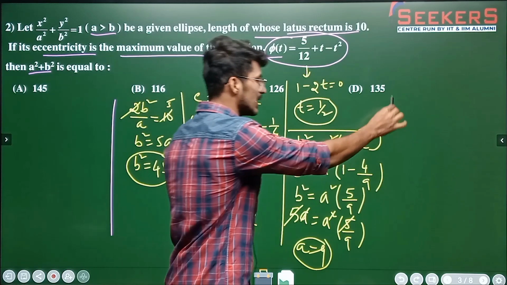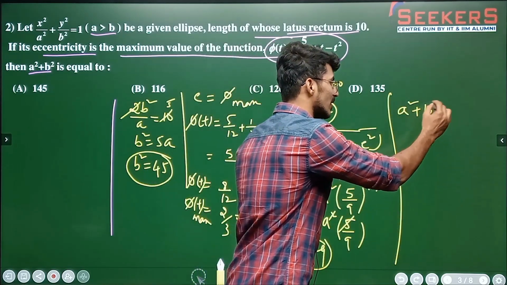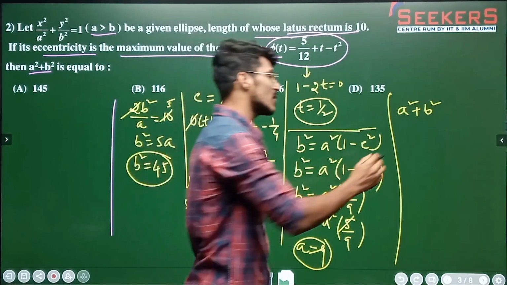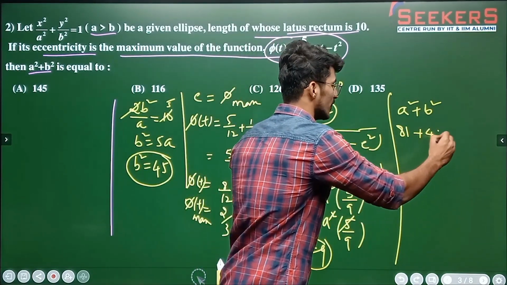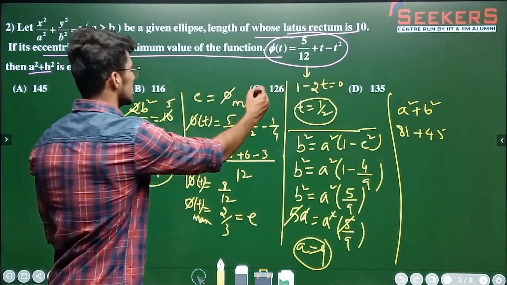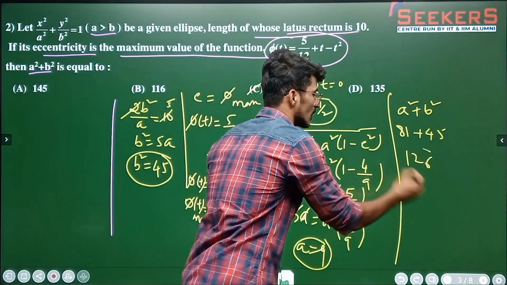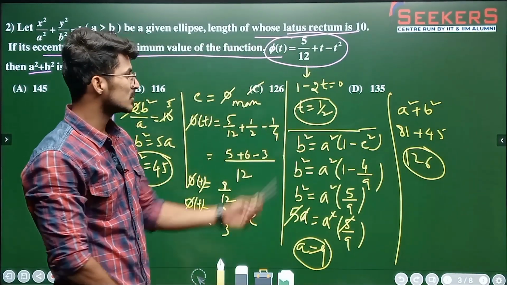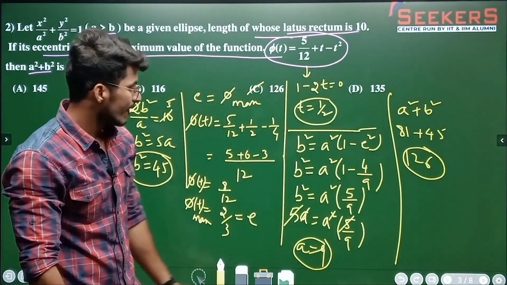So now what exactly is he asking for? He is asking us to find out the a square plus b square value. a value is 9, a square is going to be 81 now. b square value, how much did I get? 45. So 81 plus 45, unit digit supposed to be 6. 126 is the answer. Yes, 126 is the answer. Alright, so this is how we go about this question.